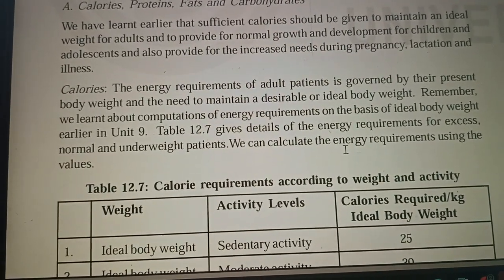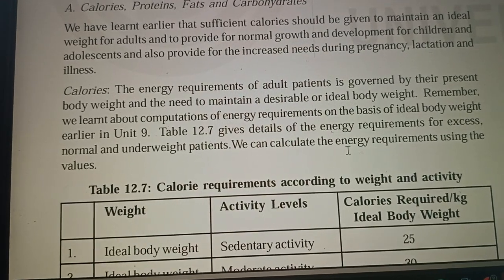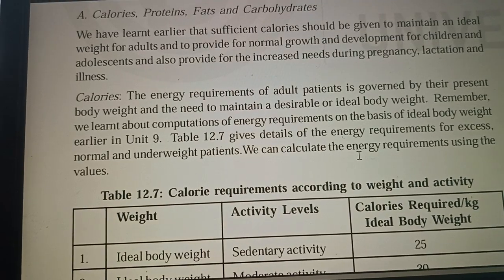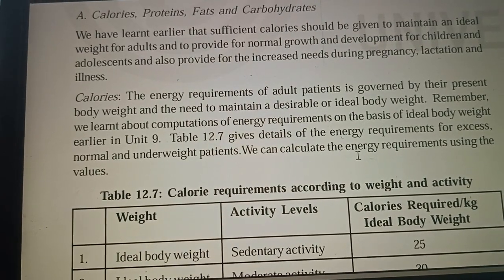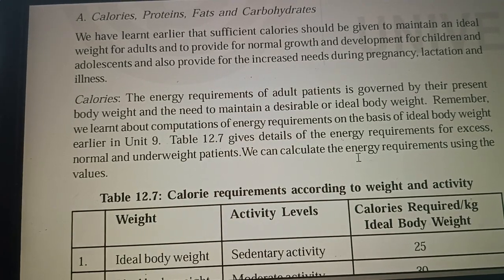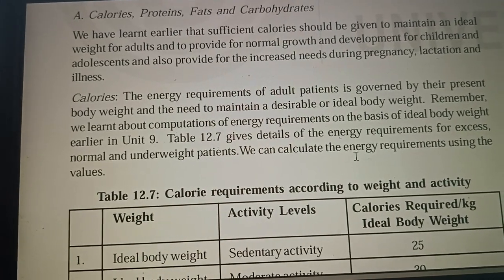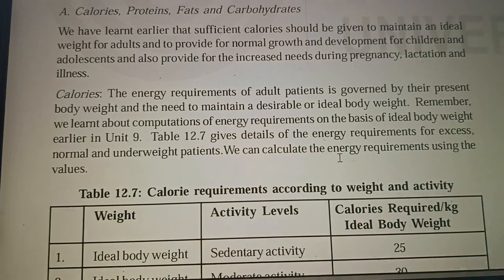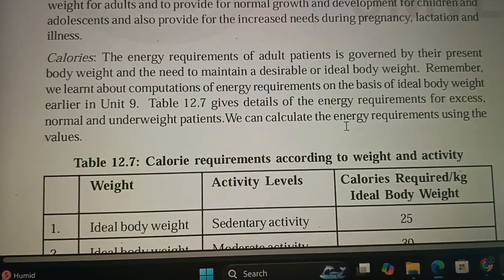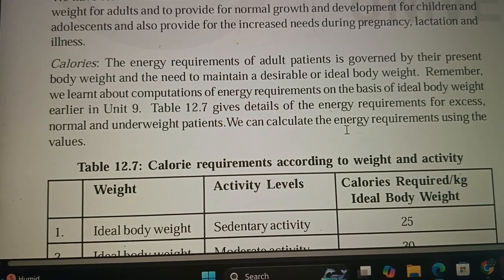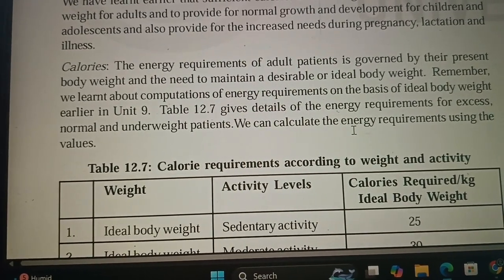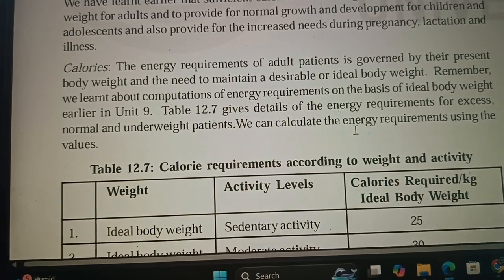See, suppose the ideal weight should be around 60 to 65, but the patient is 55, that means he is undernourished. There are some other calculations also, I'll explain in further classes. When I teach that chapter I'll tell you what the calculations are and how it should be done.